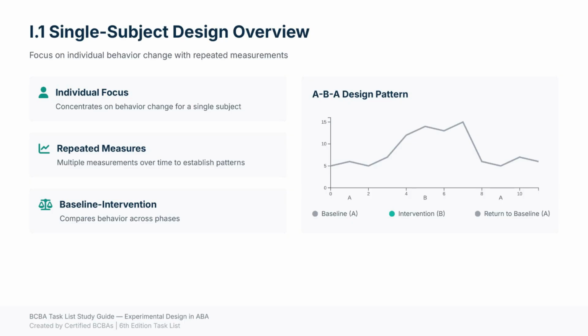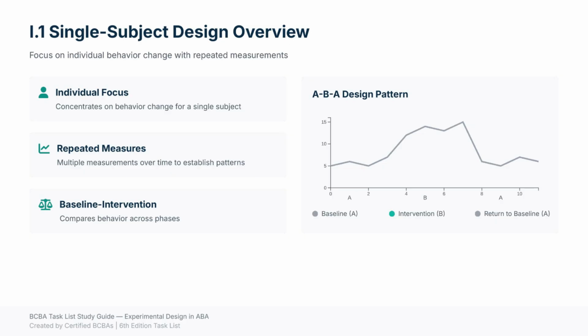Unlike traditional group research, ABA focuses on the behavior of an individual organism over time. There are three key components of single-subject design. First is individual focus. The goal is to analyze behavior change within a single participant rather than comparing large groups. Second is repeated measurement. Behavior is measured repeatedly across time so that we can observe patterns, trends, and stability.